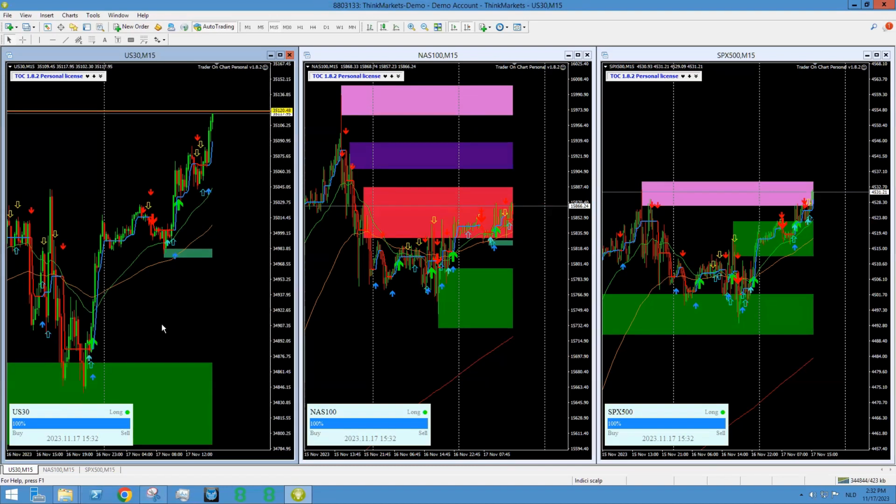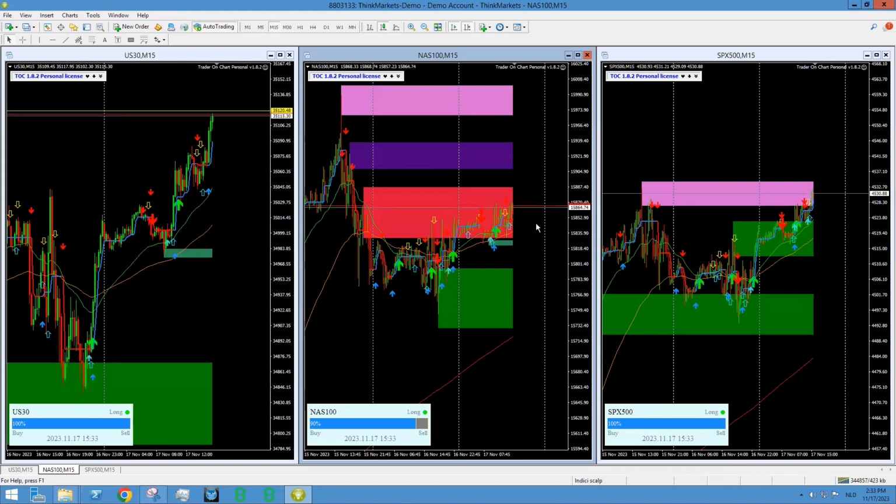Three charts with my default template. So I got US 30 on the left, NAS in the middle, and SP 500 on the right. I don't trade SP 500 on MT4, but it's just to show direction. So what I can see is on US 30, I'm looking for buy only.